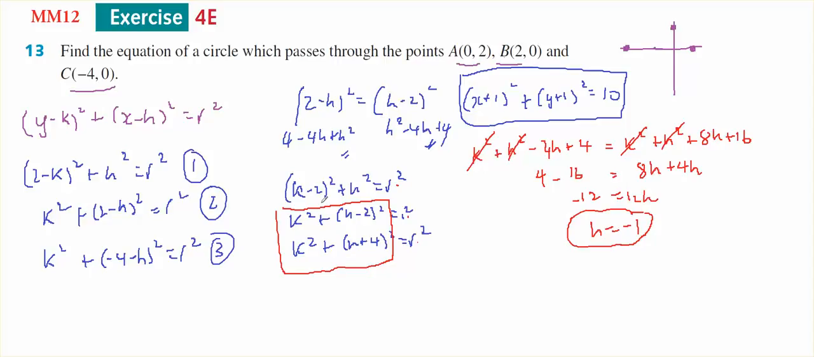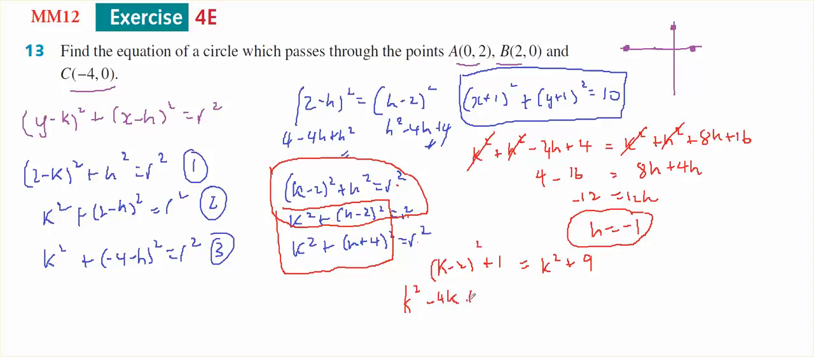So, if I was to make these two equal to each other, I have (k - 2)² + 1, since h is equal to negative 1, equals k² + (-1 - 4)... negative 1 plus 4 is 3, 3 squared is 9. K² - 4k + 4 + 1 equals k² + 9. The k squareds add to 0. I have minus 4k equals 9 minus 5 or 4. K equals negative 1.